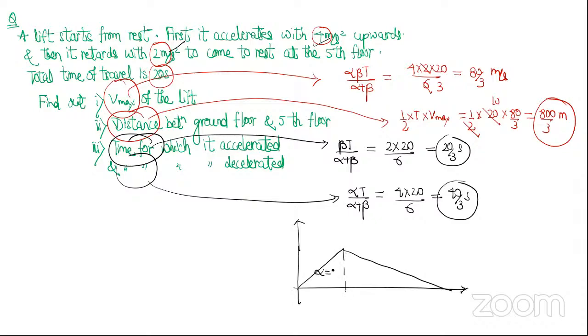Its slope will be more because alpha is 4. Its slope will be less because beta is 2. And this is the maximum velocity. And maximum velocity is 80 by 3. And sir, this time will be less.